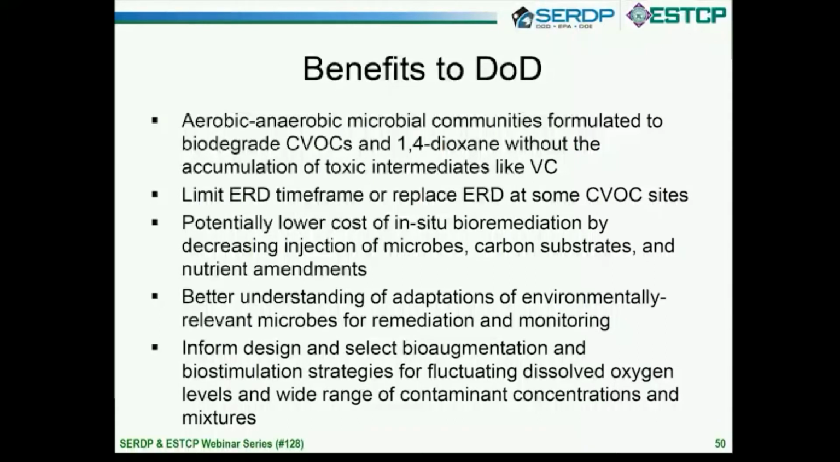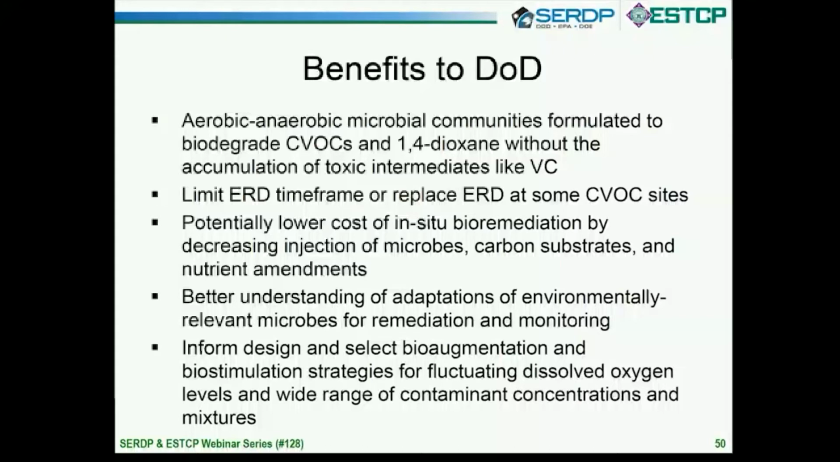But in this case, I think the benefits were that we know these organisms can now be trained to work together, and we bypass the formation and accumulation of toxic intermediates like vinyl chloride, which means that a single injection should be good enough to take care of CVOCs and dioxane. You may need to limit the ERD timeframe to just take care of TCE depletion, because cis and other CVOCs, along with dioxane, can be degraded by CB1190 under aerobic conditions. So this would be very valuable at some CVOC sites.